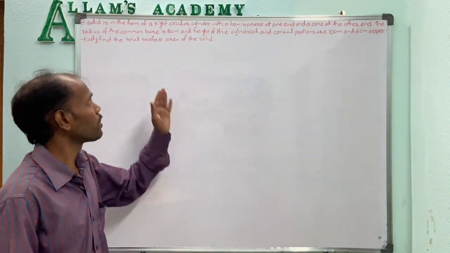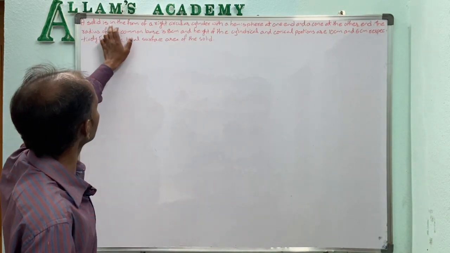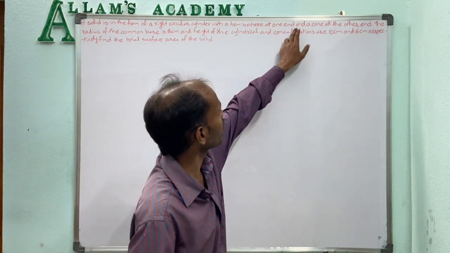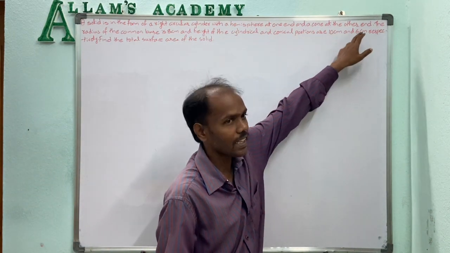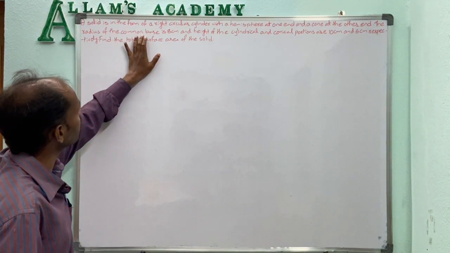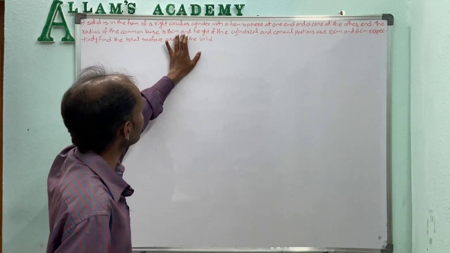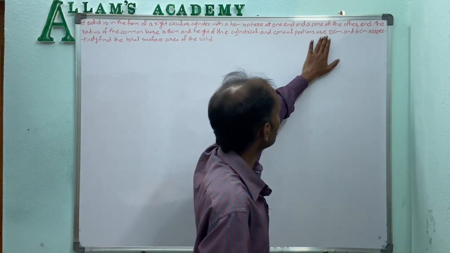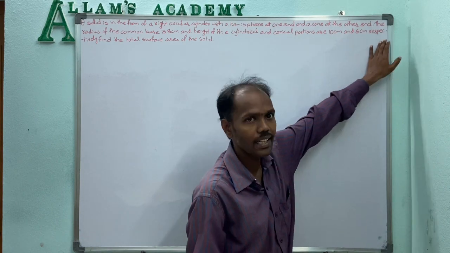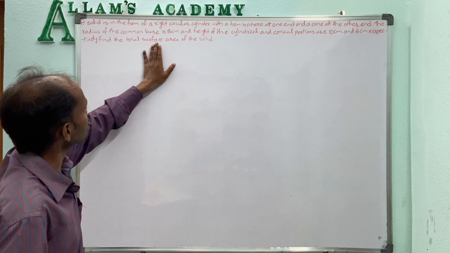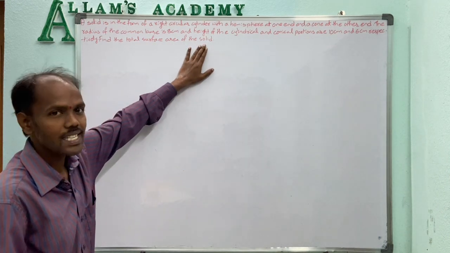The given problem is here. A solid is in the form of a right circular cylinder with a hemisphere at one end and a cone at the other end. The radius of the common base is 8 centimeters, and the heights of the cylindrical and conical portions are 10 centimeters and 6 centimeters respectively. Find the total surface area of the solid.